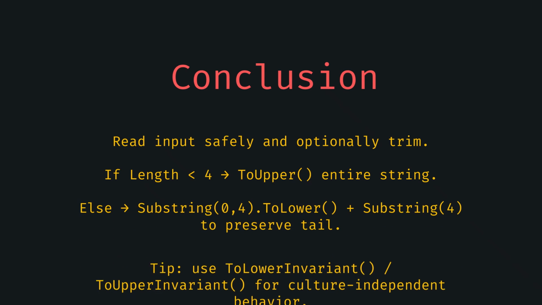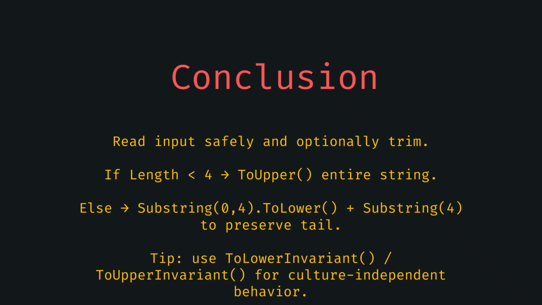That's it. A short, robust solution for the case transformation rule. It is easy to test and adapt. Change the cutoff from 4 to any other number, or apply different transforms to the prefix or tail. If you want, I can convert this into a reusable function with unit tests, or show a version that handles Unicode grapheme clusters properly for languages where a character is more than one code unit. Would you like that next?